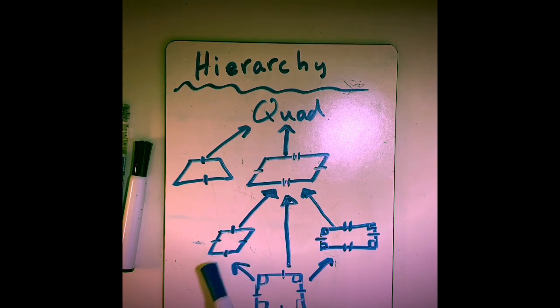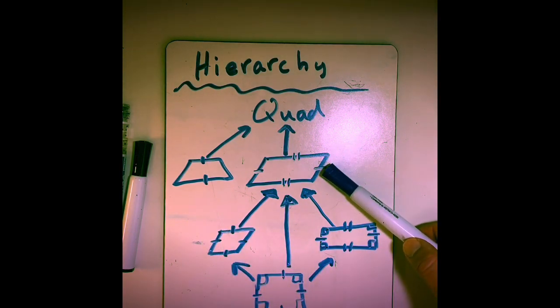Same thing with a rhombus. If you notice a rhombus, it has 4 congruent sides. Well, a square has 4 congruent sides, therefore it satisfies that definition to be a rhombus. But if you look, a rhombus cannot be a square because it doesn't have 4 right angles. And also a square can be a parallelogram.